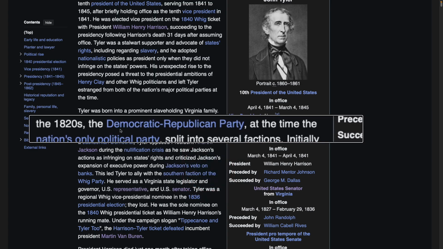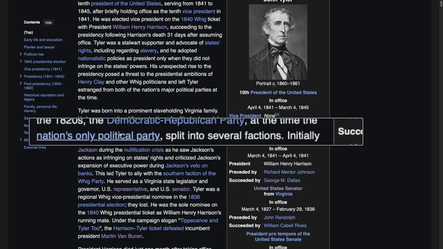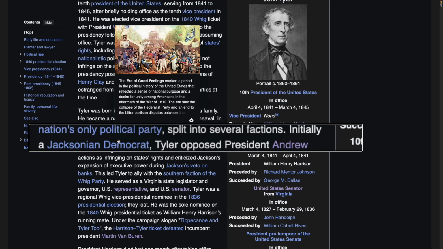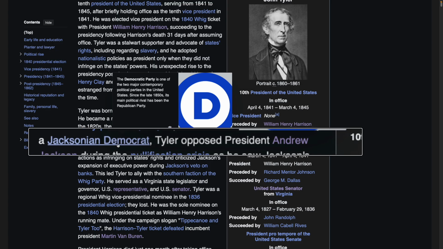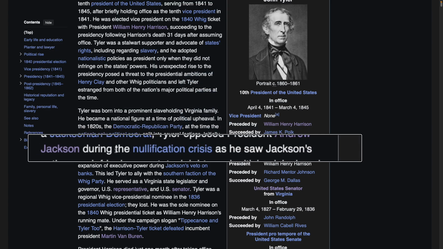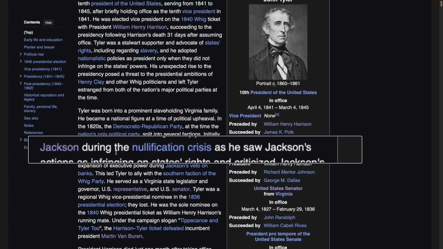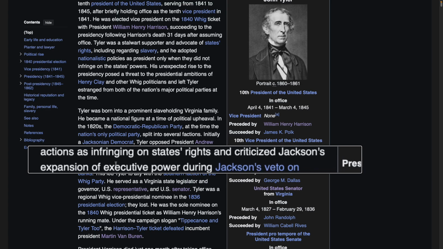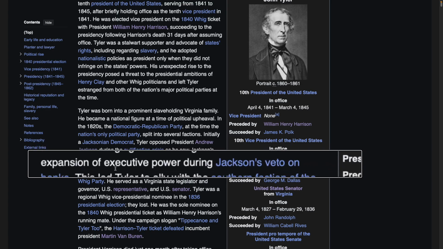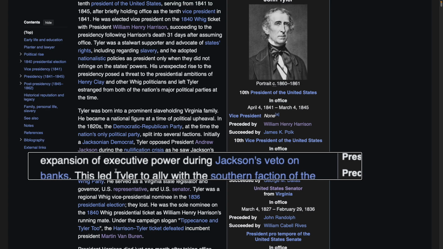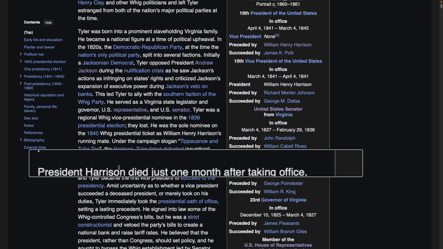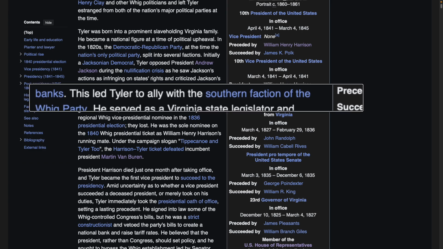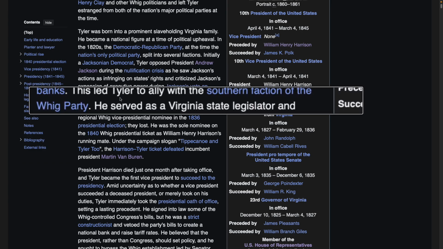The Democratic-Republican Party at the time, the nation's only political party, split into several factions. Initially a Jacksonian Democrat, Tyler opposed President Andrew Jackson during the nullification crisis, as he saw Jackson's actions as infringing on states' rights, and criticized Jackson's expansion of executive power during Jackson's veto on the bank. This led Tyler to ally with the southern factions of the Whig Party.